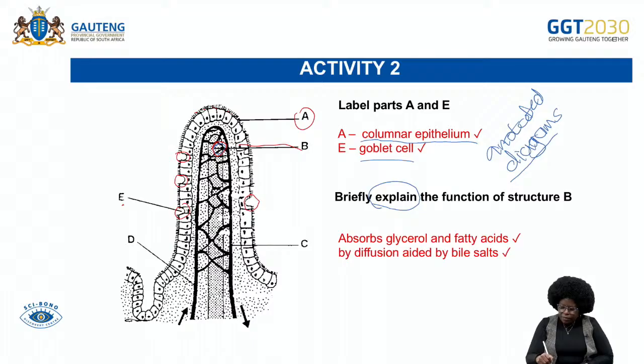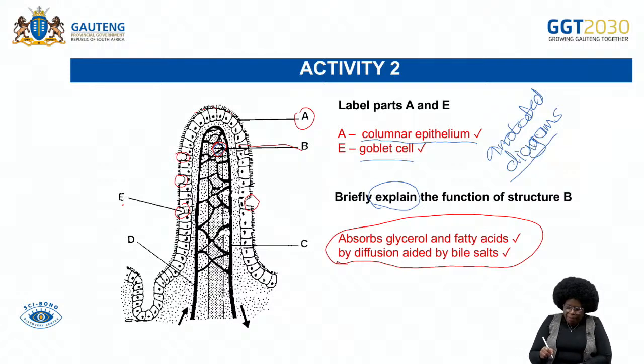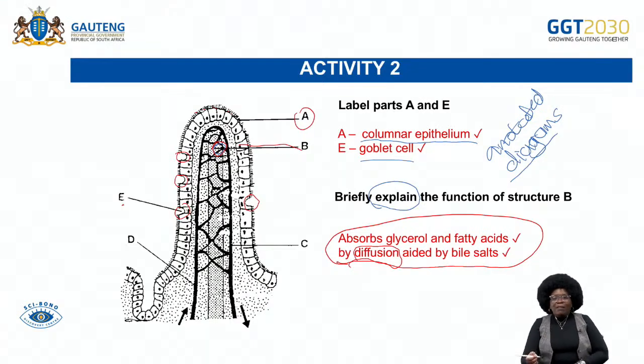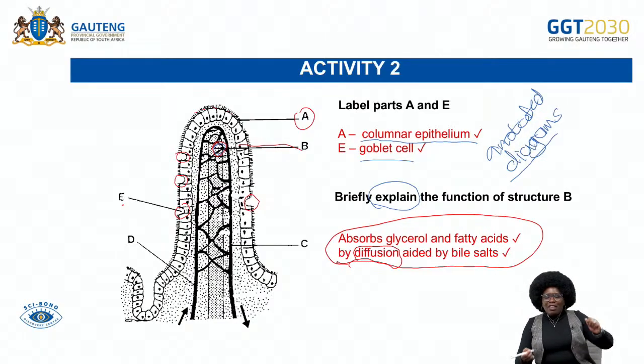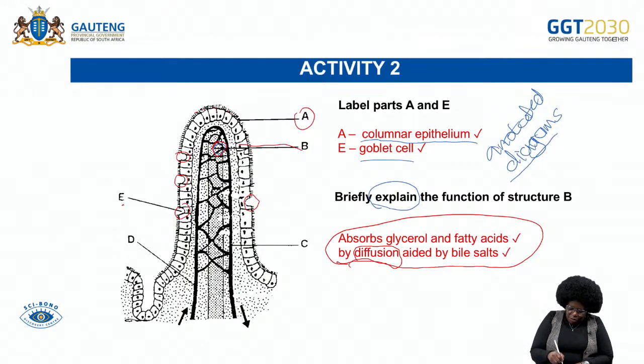Okay. So structure B absorbs glycerol and fatty acids, which is by diffusion. You see now, even the process itself, diffusion. We spoke about active absorption. Once I mentioned active absorption, somebody said, I know, ma'am, we've got passive absorption. All right, yes. And what else do we have? Osmosis. But now, part B is responsible for the absorption of glycerol and fatty acids.